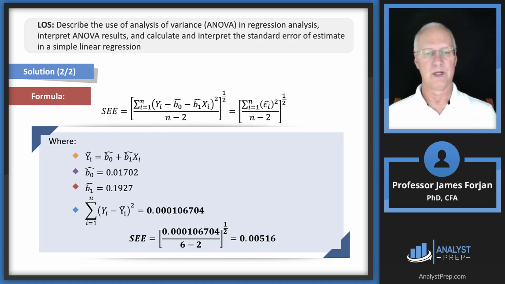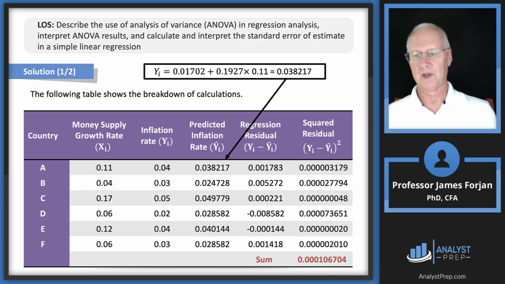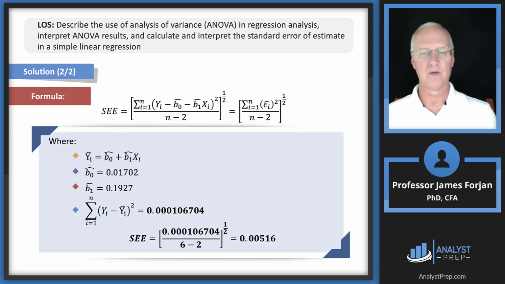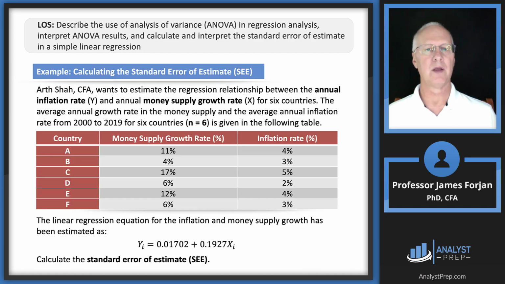And so there we did it all on the bottom. So take that number, 106704, divided by degrees of freedom, right? 6 minus 2. So there were 6 countries, yeah, n minus 2. And then square root all that and you get 516. So there you go. What was that? What did we start with back here?